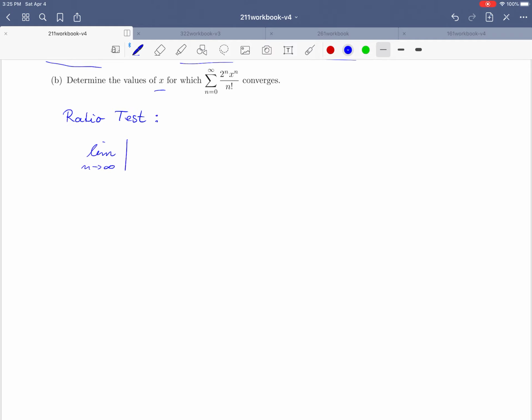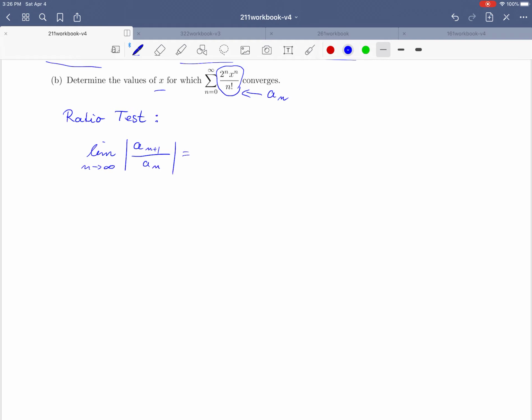And it's been a while since you've used it. So if you remember, we have to compute the limit as n goes to infinity of a_(n+1) divided by a_n. And you may wonder, what is a_n in this case? Well, a_n is just the nth term of our series. So this right here, in our case, it just also has an x in it. This is a_n, the nth term in our series.